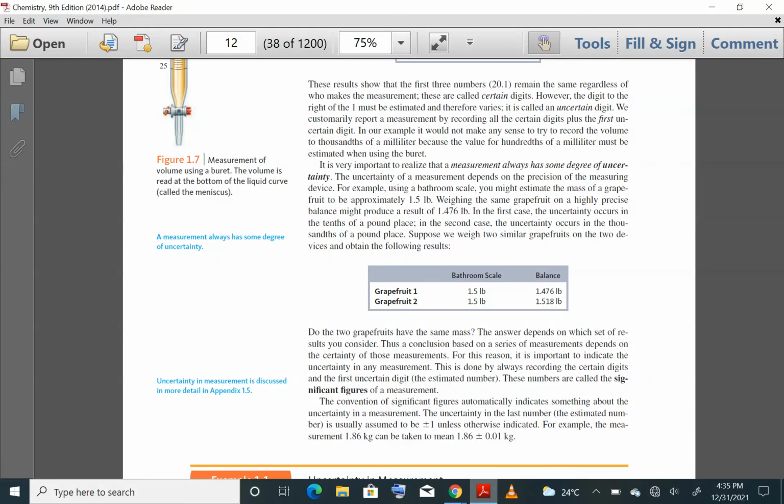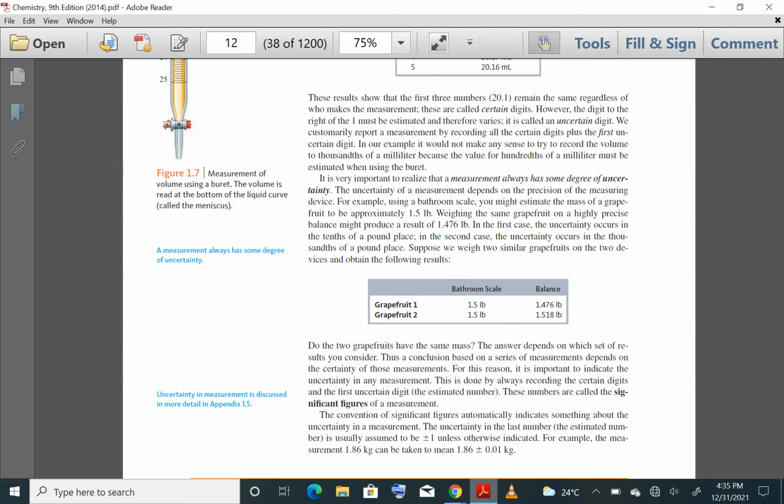So let's look at this example that we have in the table there. You see there's the grapefruit. The bathroom scale is measuring them both at 1.5. Okay. And then what you're going to see is that when you look at the balance, it's more specific, or rather, it's more detailed, giving a more detailed value, and there you can see the difference.